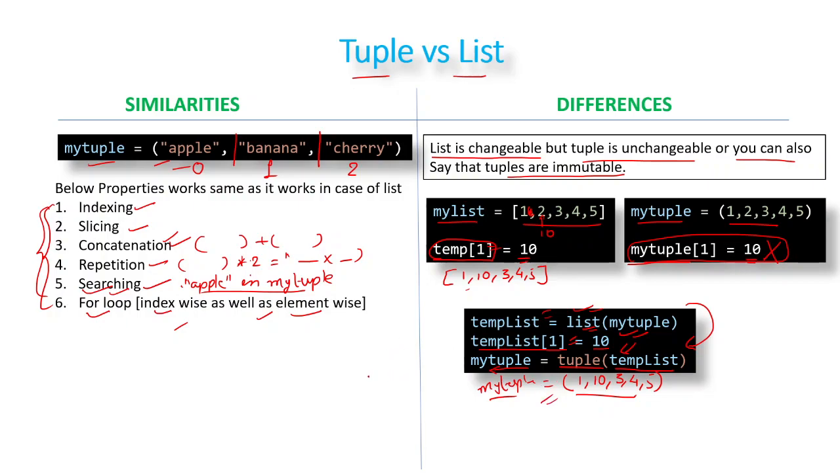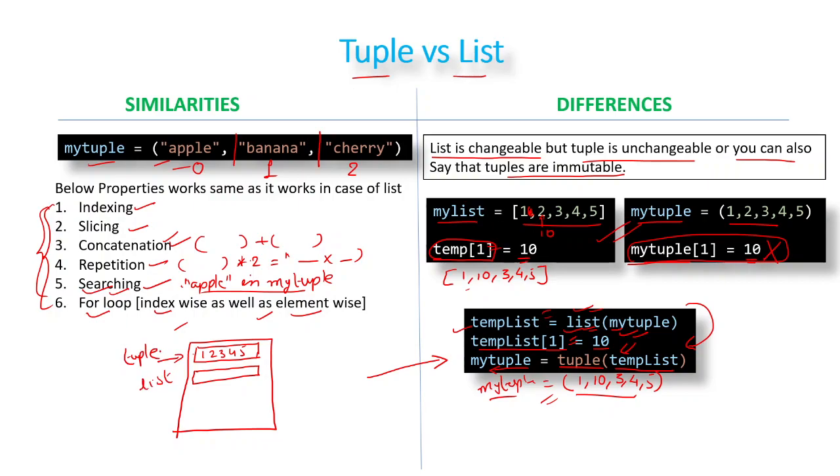So let me show you a brief idea of how this works. When you have declared this particular variable my tuple, a particular space will be allocated for this my tuple, and the values 1 2 3 4 5 will be stored here. When you do something like temp list and convert this my tuple to a list, new memory is allocated, and here, this is the tuple one, this is the list one, the one we created from this tuple.